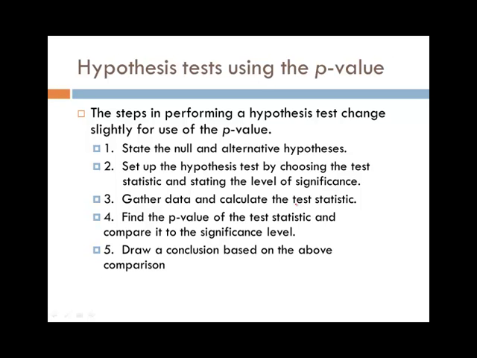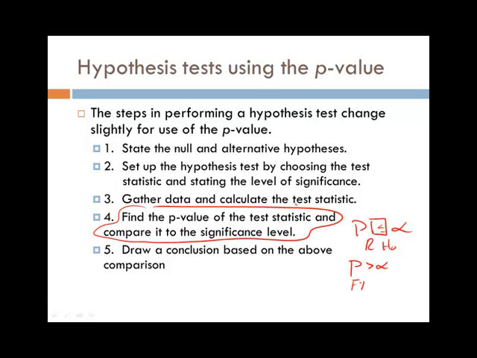Remember that the main difference with the p-value method is that we compare the p-value with the alpha level. If it's less than or equal to alpha, then we reject the null hypothesis. If it's greater than the value of alpha, then we fail to reject, FTR, the null hypothesis.